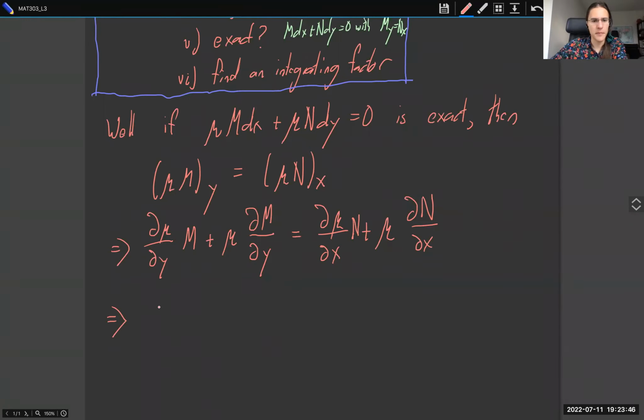I want to write it like this. M del mu del y minus N del mu del x is equal to, and then we can factor out a mu here.